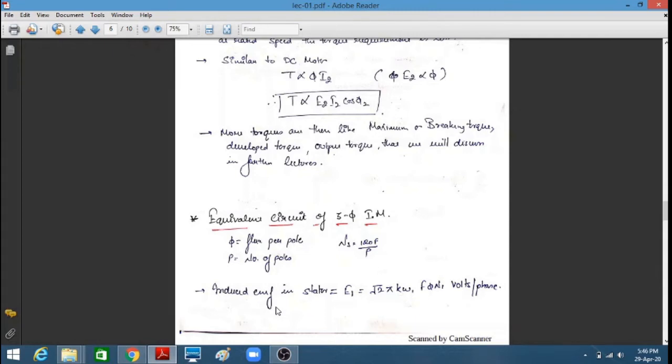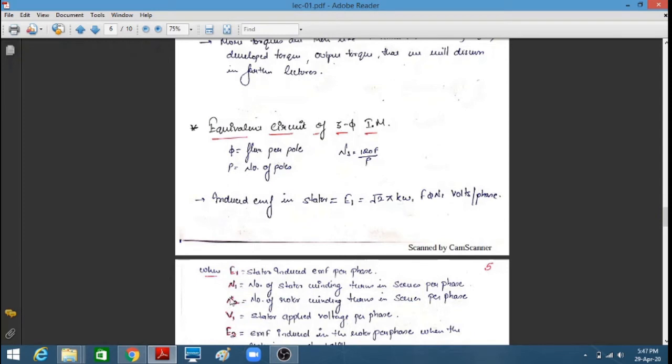So the induced EMF in the stator, that is E1, can be derived from the transformer, that is root 2 pi kW1 f phi volts per phase. But this kW1 factor was absent in the transformer, which is called the winding factor. This kW1 is called the winding factor, which is the product of pitch factor and distribution factor. We have studied this in our construction classes.